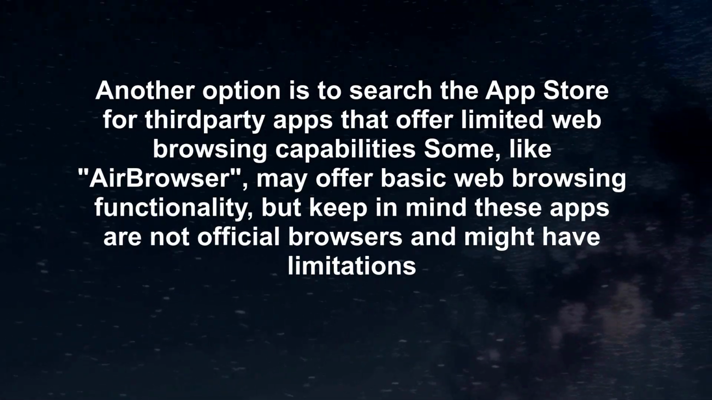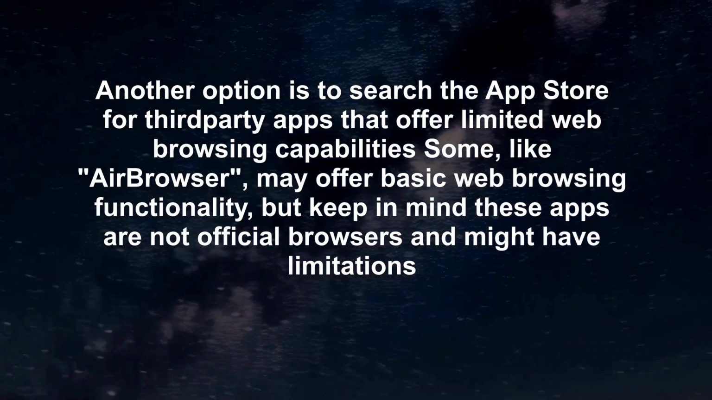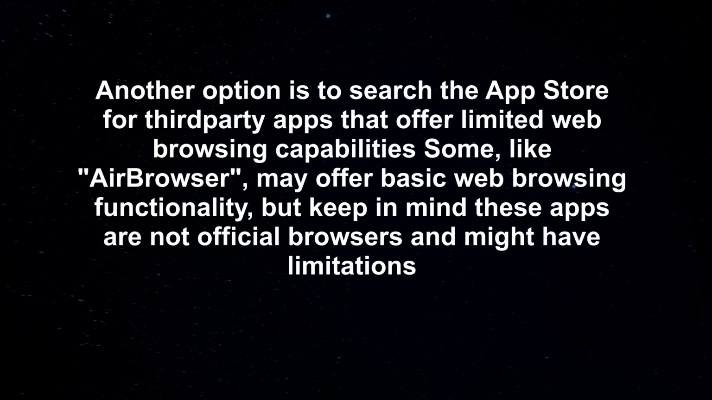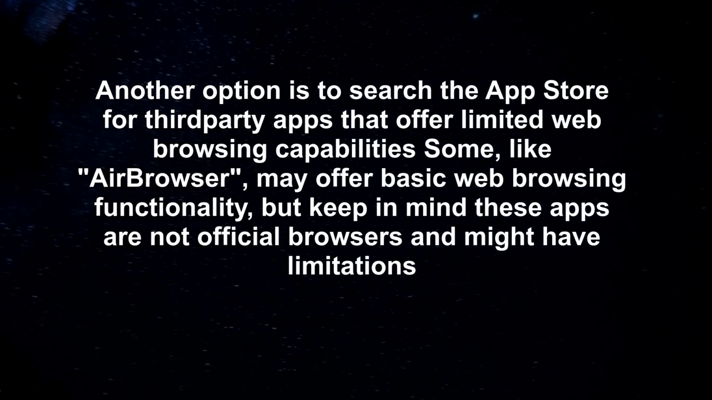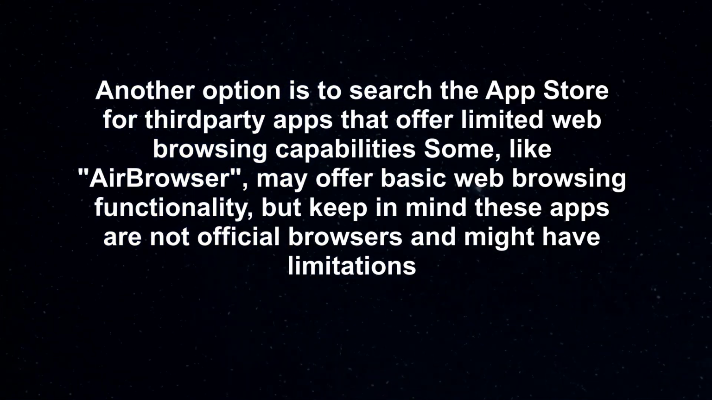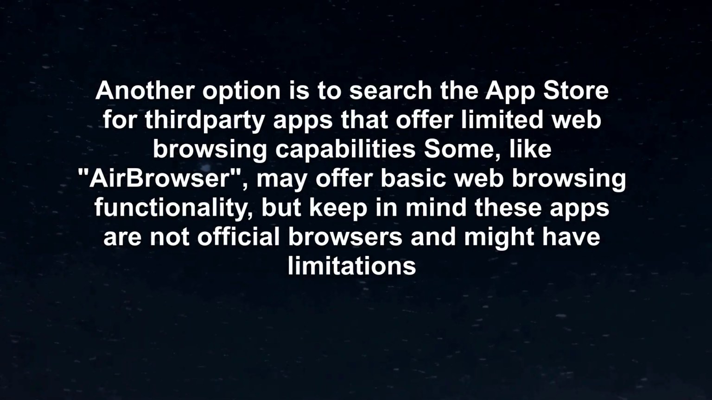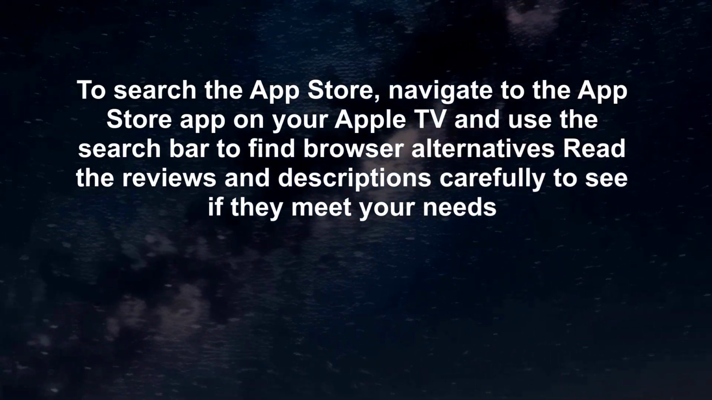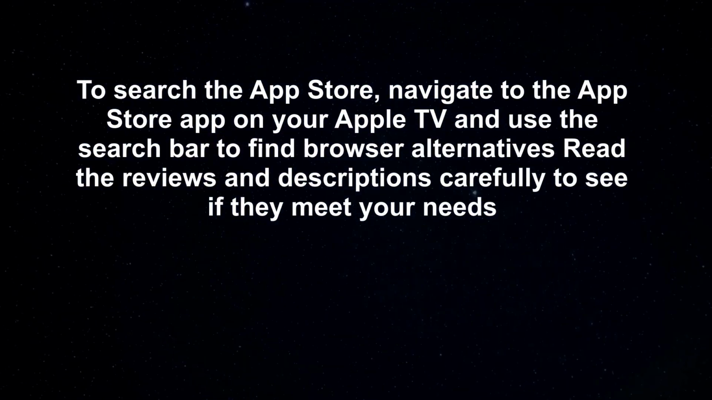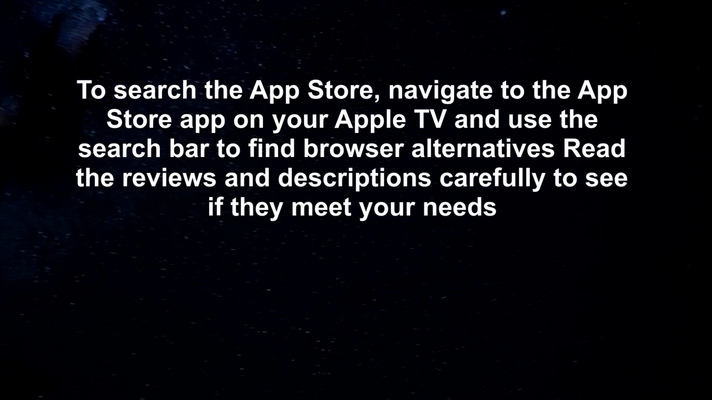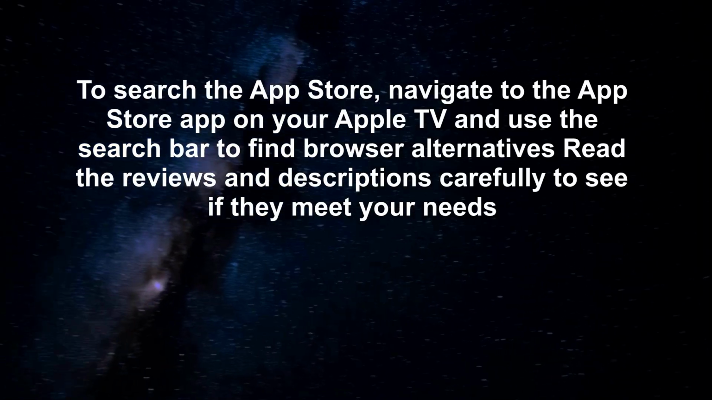Another option is to search the App Store for third-party apps that offer limited web browsing capabilities. Some, like Air Browser, may offer basic web browsing functionality, but keep in mind these apps are not official browsers and might have limitations. To search the App Store, navigate to the App Store app on your Apple TV and use the search bar to find browser alternatives. Read the reviews and descriptions carefully to see if they meet your needs.